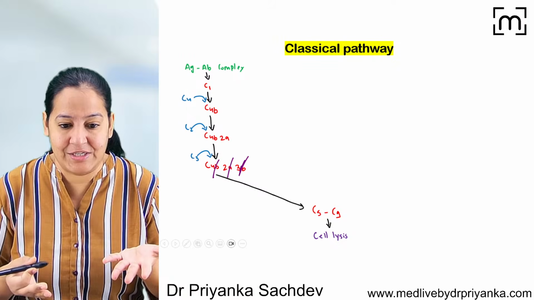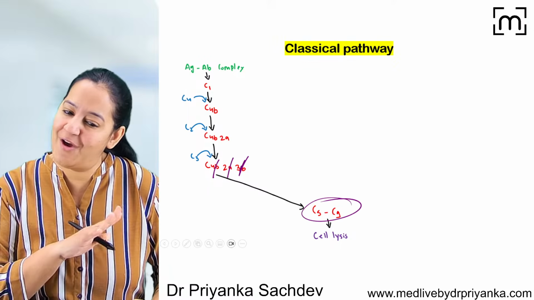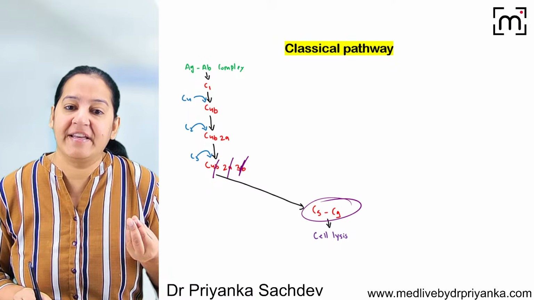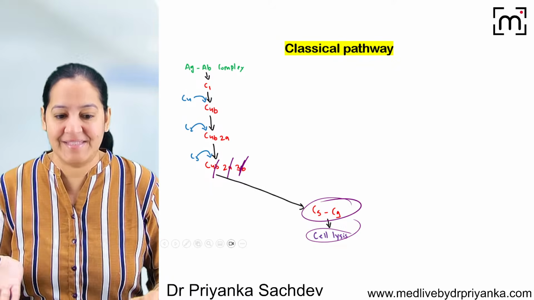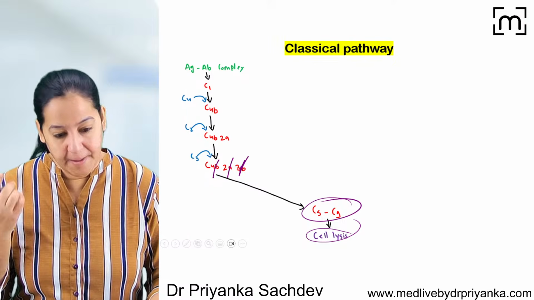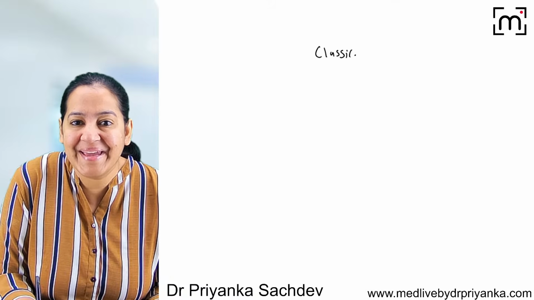This will activate the next: C5 to C9 together. They all will get activated, and they will cause the lysis of the antigen. The antigen is destroyed. So we are done with the classical pathway. Now please help me in writing the classical pathway of complement.